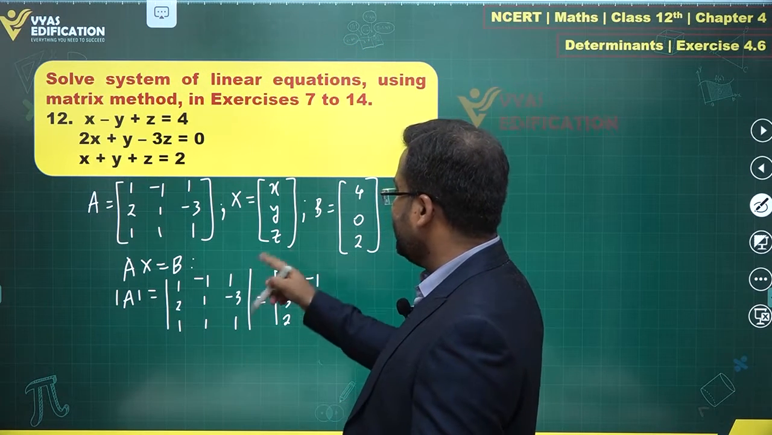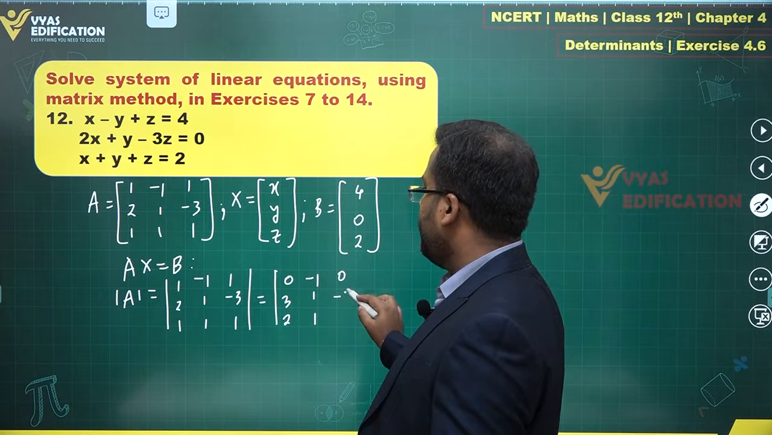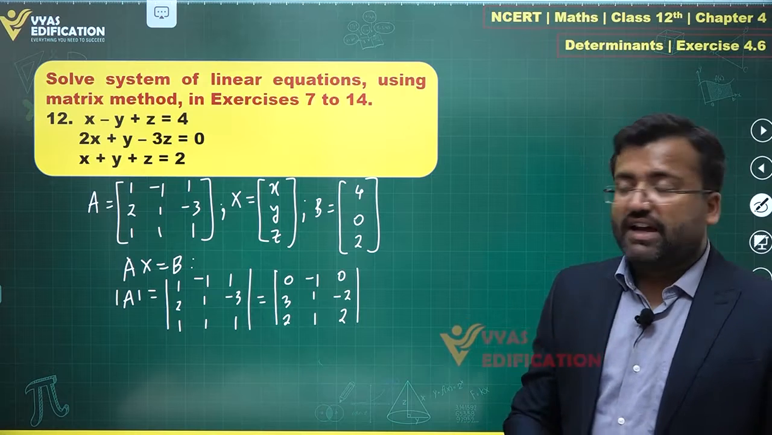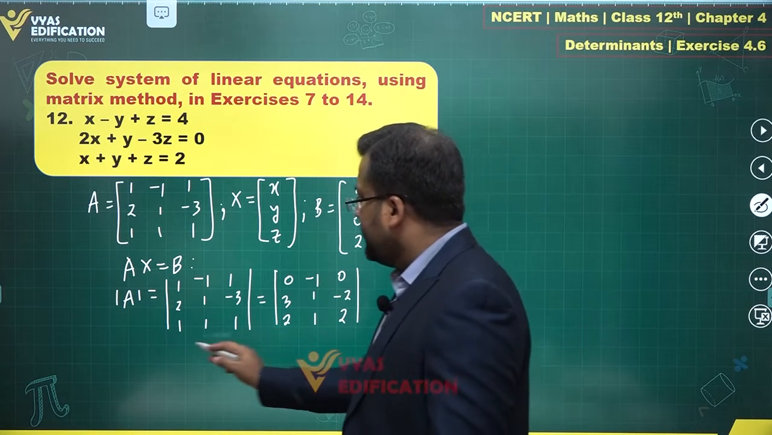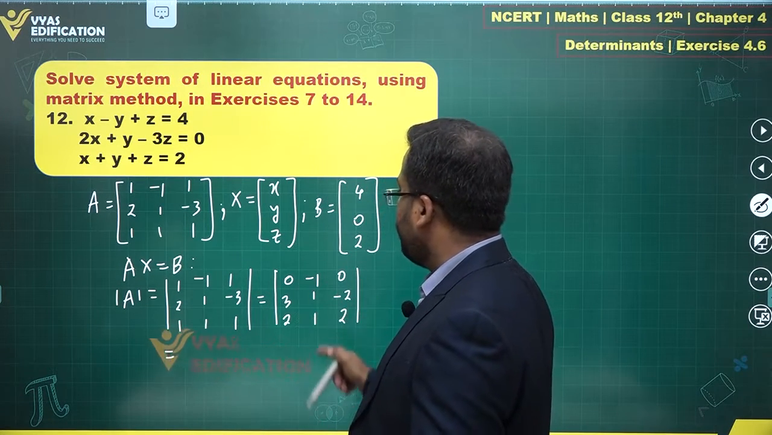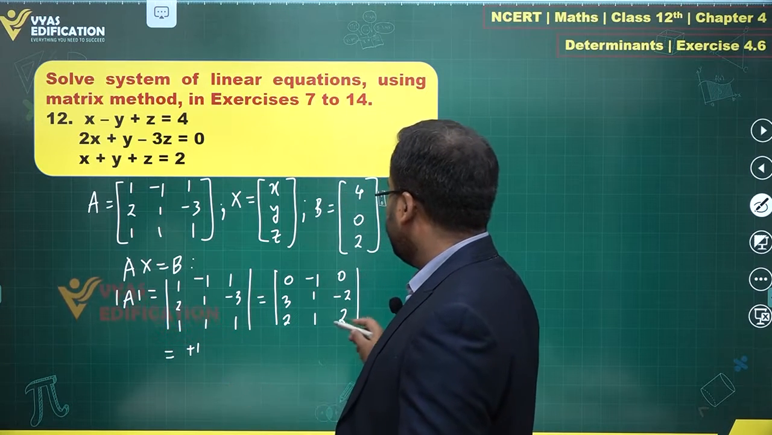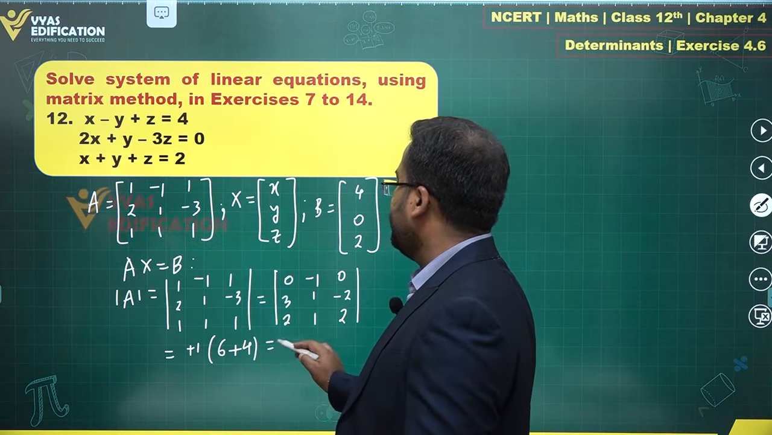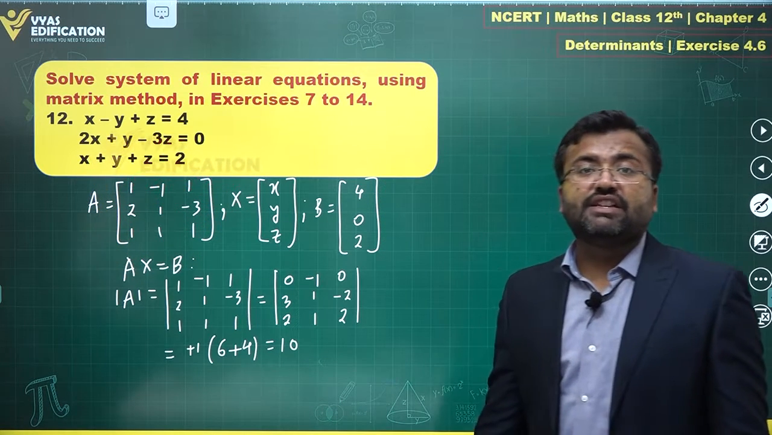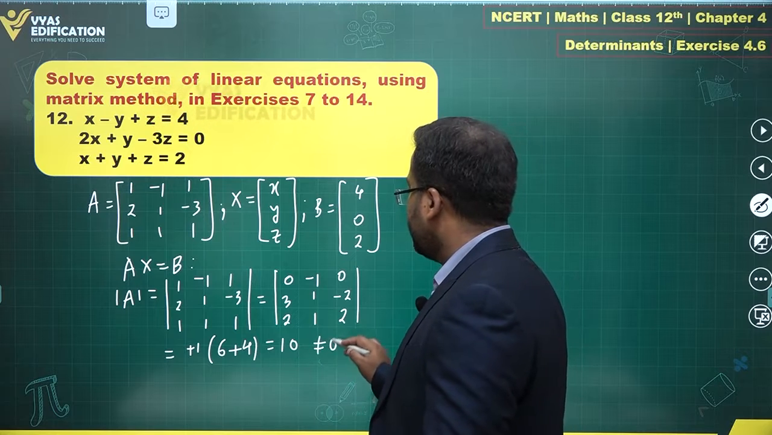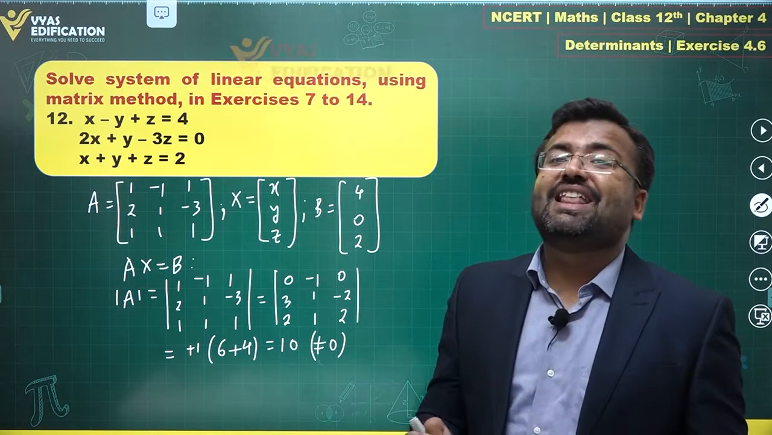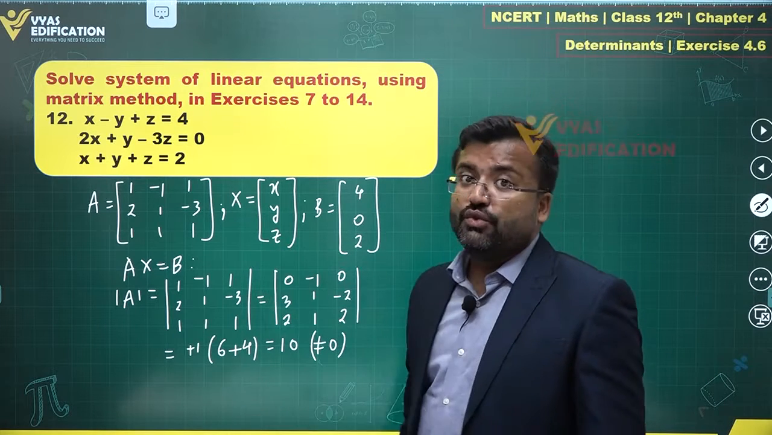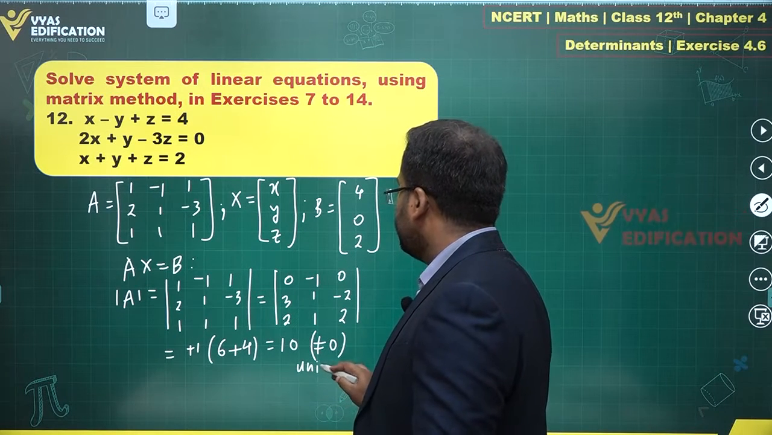This remains as it is, and C3 is also replaced by this. This is 0, minus 2, and then you have a 2 over here. This is what you have. Once again, after this, you can expand along this row, and minus of minus 1 will become plus 1 times 6 plus 4, which is simply 10. If you observe this carefully, the determinant of A is simply 10, which is non-zero. Since the determinant of A is non-zero, you can say that the equation has a unique solution. Therefore a unique solution exists.